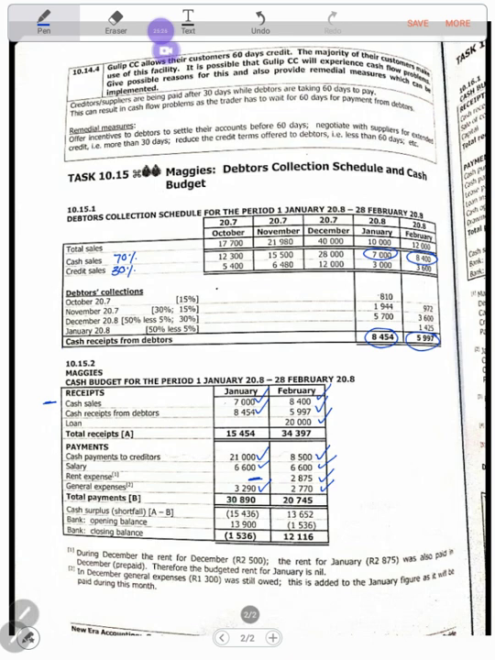I'll do the same for February: 8,500 plus 6,600 plus 2,875 plus 2,770 gives me total payments for February of 20,745.